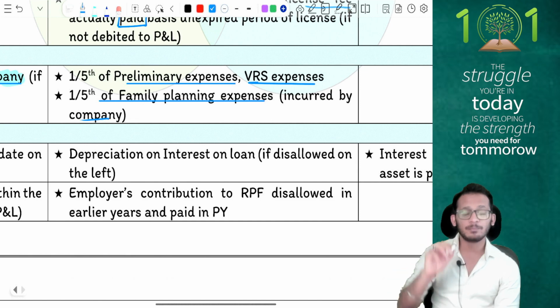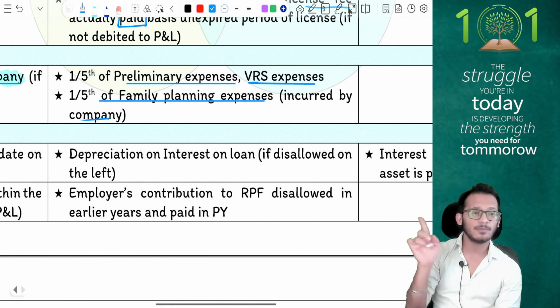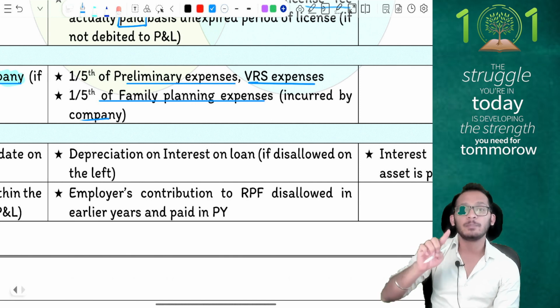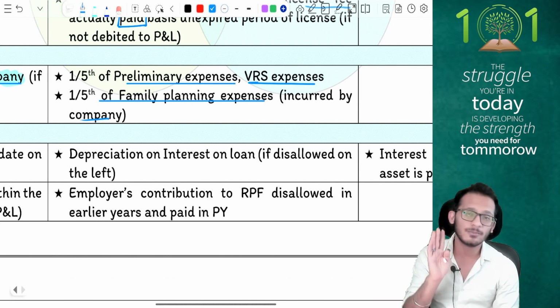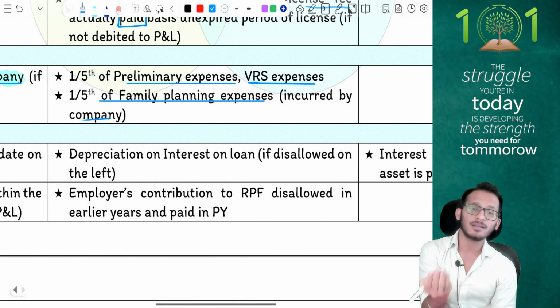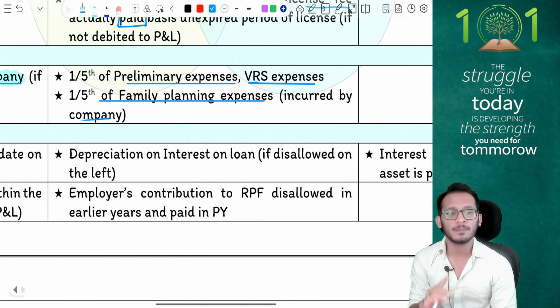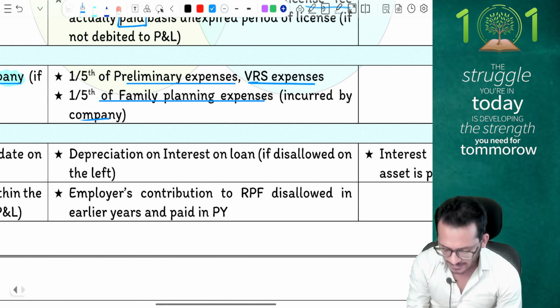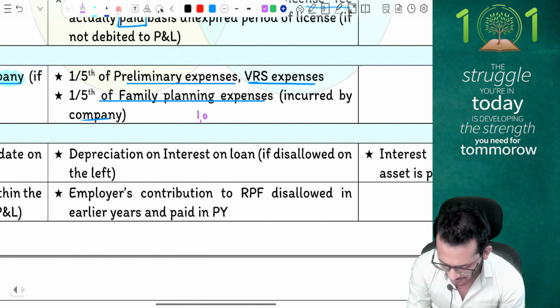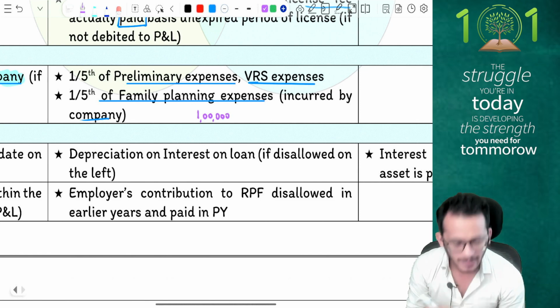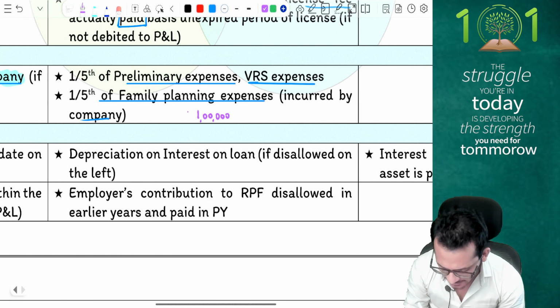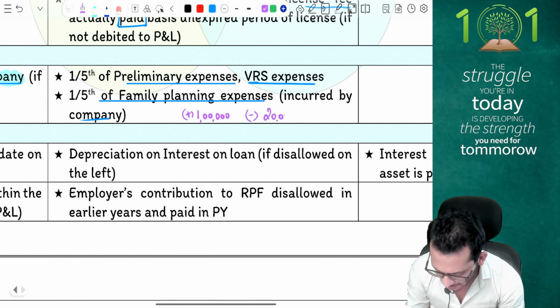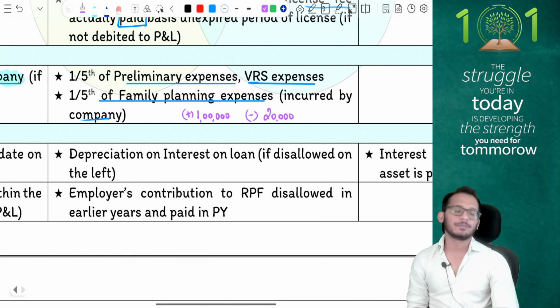nature, which means if the P&L has no adjustment, then you claim 1/5 of the past data. But if the P&L already has the item fully debited to the P&L account, you'll debit the whole amount, meaning you'll disallow the whole amount, and then you'll claim 1/5 of the same. So if the question says that 1 lakh rupees is debited to P&L, please disallow the 1 lakh rupees and then end up claiming the 20,000 rupees, because only 1/5 can be claimed as deduction. Yes or no?